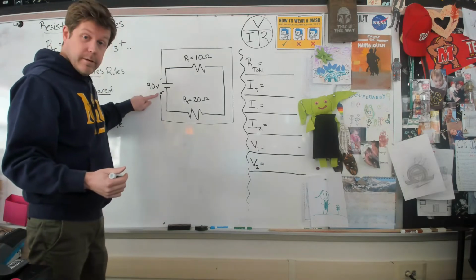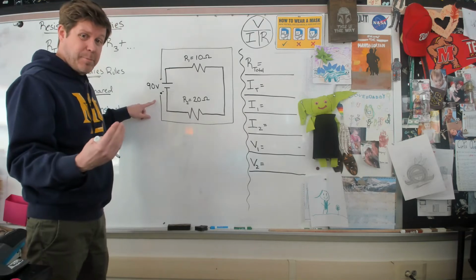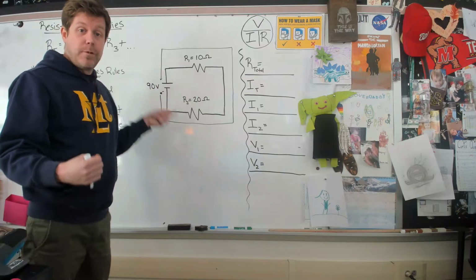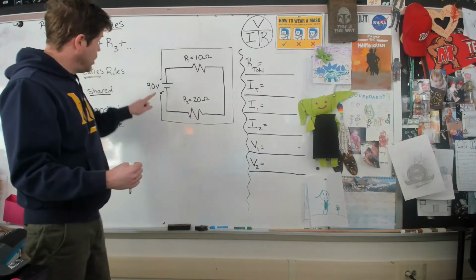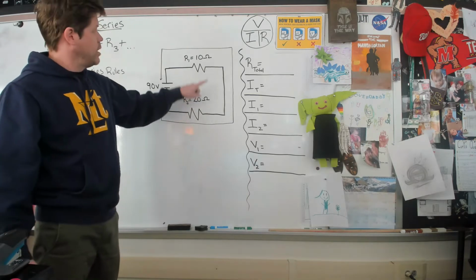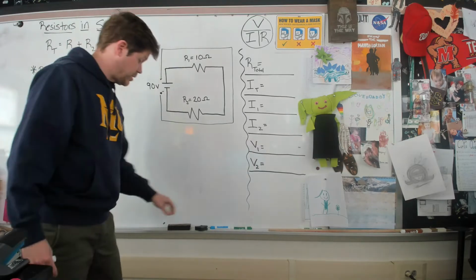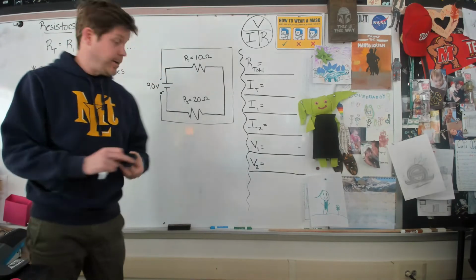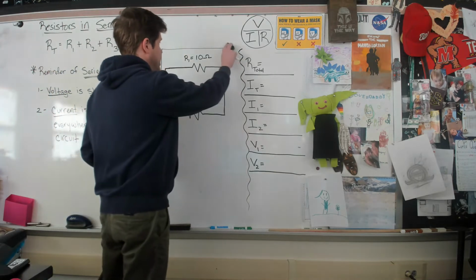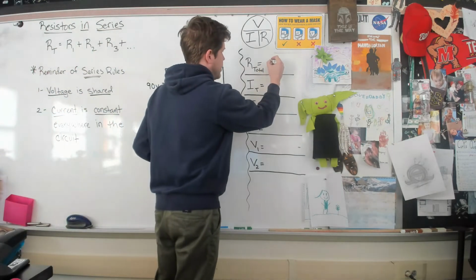Now, along the way, since there's one path, this electron has to go through everything that's in that path. So here it's going to go through 1, 2 resistors before it gets back home. So this electron is going through 20 ohms of resistance here and 10 ohms of resistance there. So it's going through a total of 30 ohms of resistance. We would say that this circuit has 30 ohms of resistance, and that would be my total resistance. And that's what I'm going to put right here.